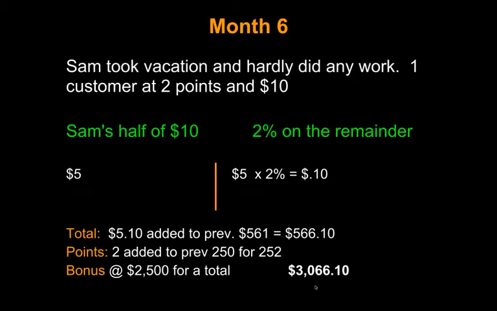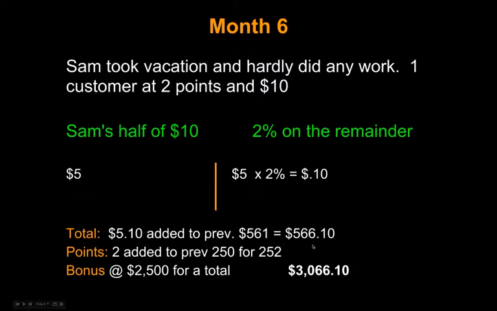Moving on to month number 6. Again, Sam didn't do much this month at all. He took a vacation, and that's fine. He made 2 points, and he just made an extra $5. That's it. Okay, so you go through the steps. You add that $5 into the previous month's total, and you come up with $566.10.